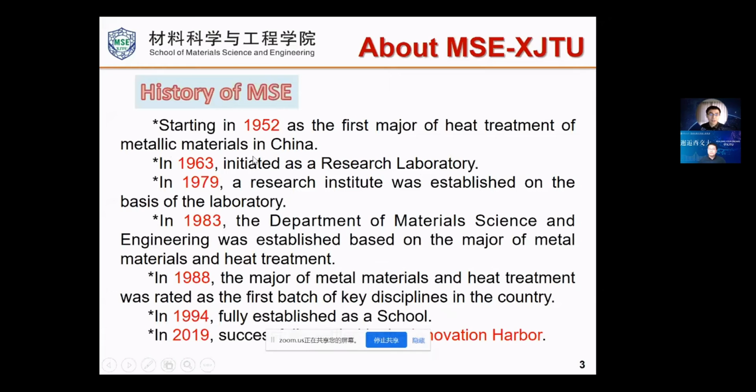Here is a brief history of our school. In 1983, the Department of Material Science and Engineering was established based on the major of metal materials and heat treatment. And 5 years later, the major of metal materials and heat treatment was rated as the first batch in China. In 1994, we were fully established as a school. And 3 years ago, we successfully settled in the Innovation Harbor, a new campus of our university.